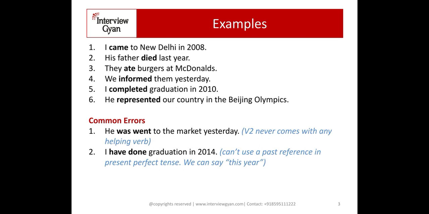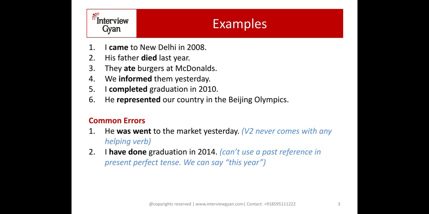This sentence is present perfect tense. For present perfect, the reference is always in the present. So we can't use a past reference in present perfect tense, but yes, we can apply a present reference in this sentence and the sentence will be perfect. For example, "I have done graduation this year." Now the sentence will be fine. We'll discuss this rule in the next part of this particular topic that we'll cover afterwards.